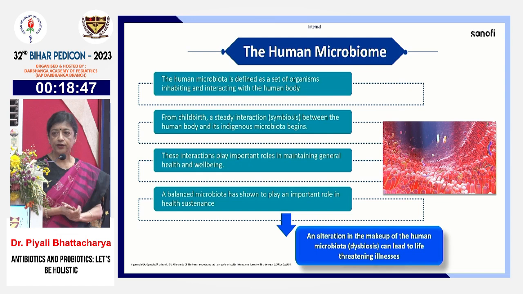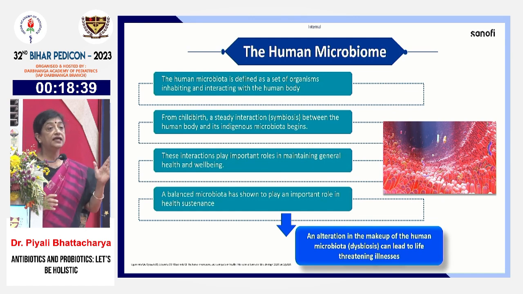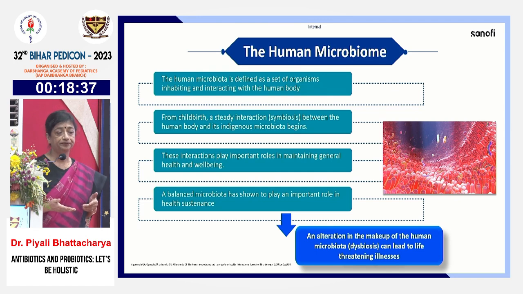So the microbes from head to toe, we have a lot of microbes, and you can see here that it is defined as organisms which are interacting with the human body. These microbes talk to us and our body talks to them. So they are very, very important for our body, and the interactions between these microbes and our body play a very important role in maintaining homeostasis in our body.